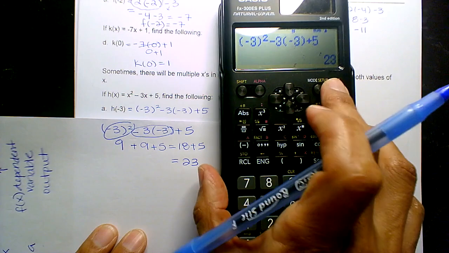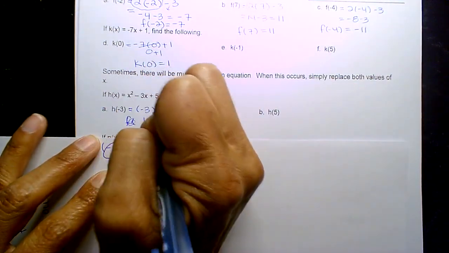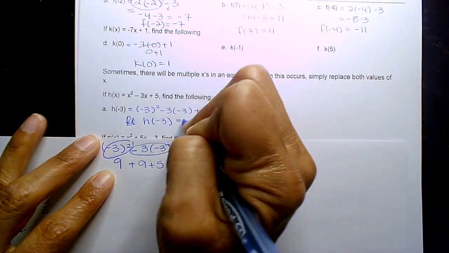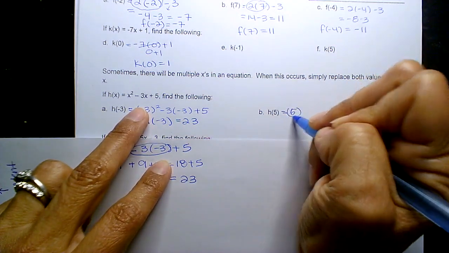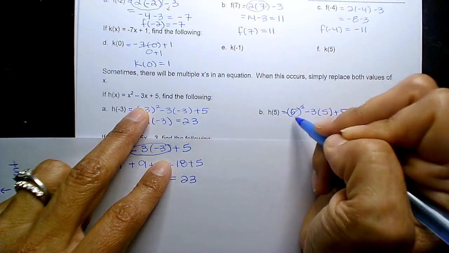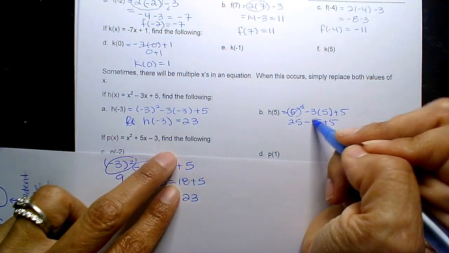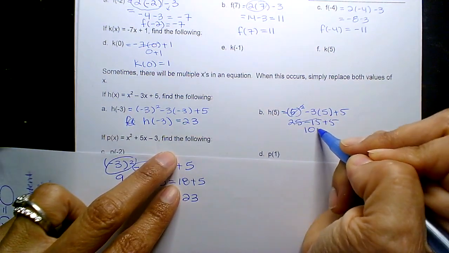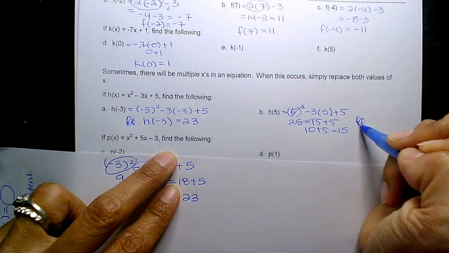Okay. So hold on. H of negative 3 is 23. And same here. 5 squared minus 3 times 5 plus 5. So that's 25 minus 15, 10, 15. Right. Oops, I keep wanting to write 8.